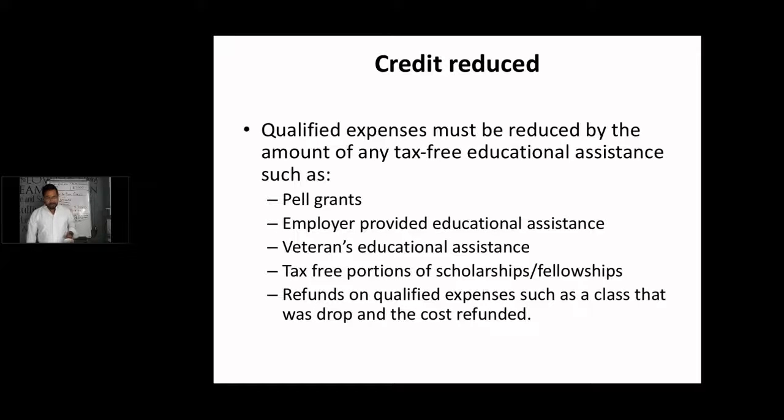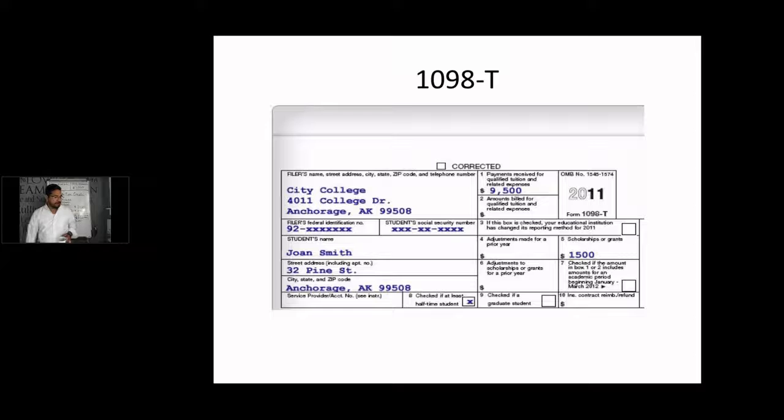So one of the things I'm going to show you next is the Form 1098-T. What I would like you to pay attention to is line 1 and line 5. Line 5 is very, very easy. Line 5 says that this person, Joan Smith, received a scholarship for $1,500. That means that money did not come out of Joan's pocket. You understand that? It's very simple to understand.